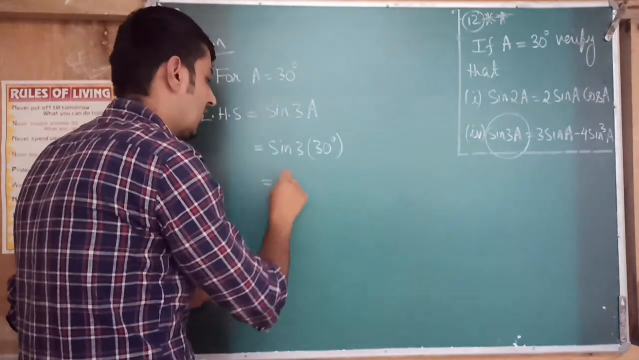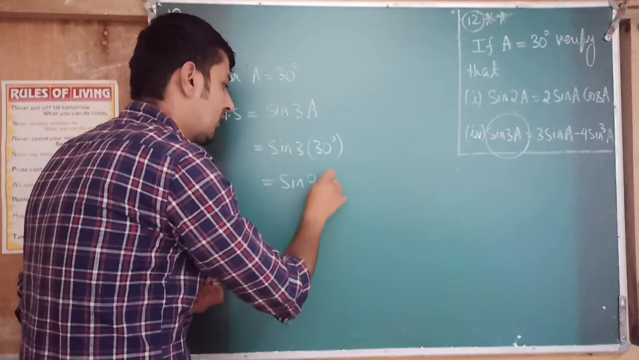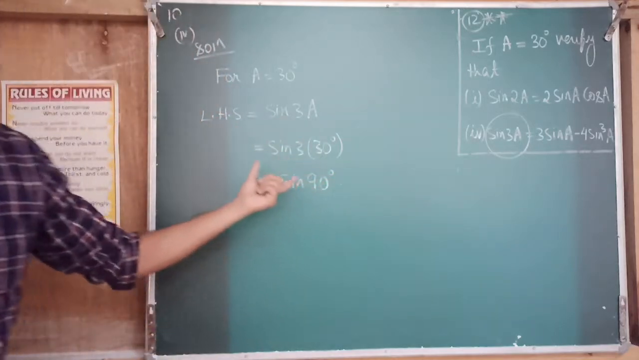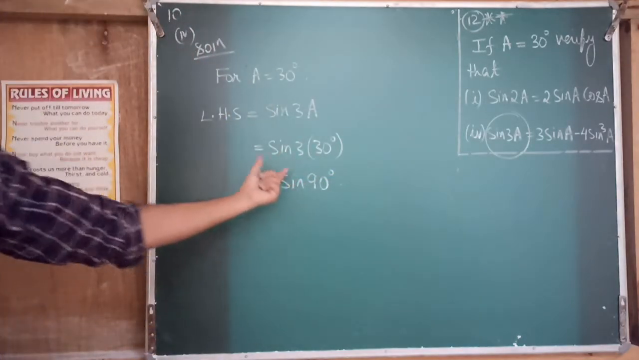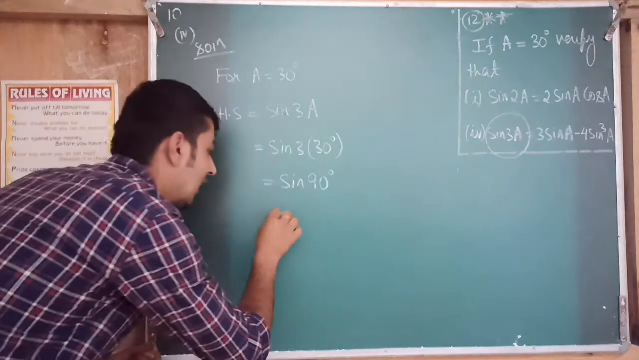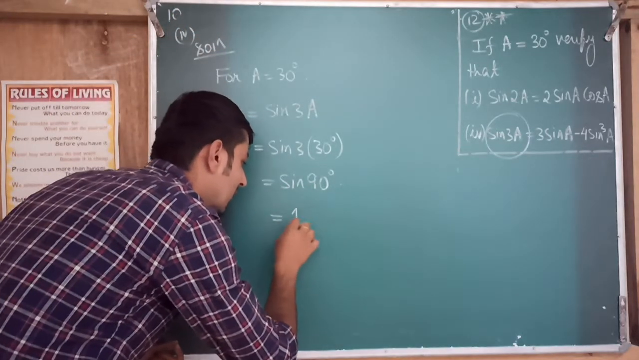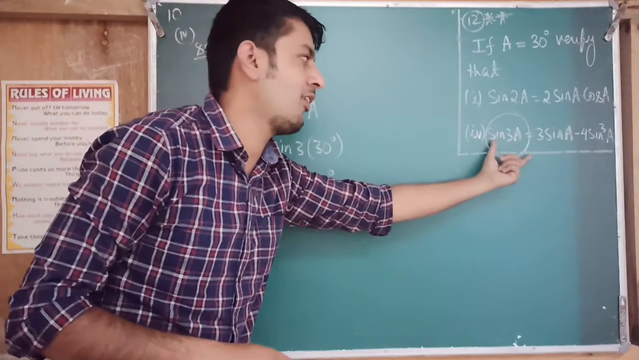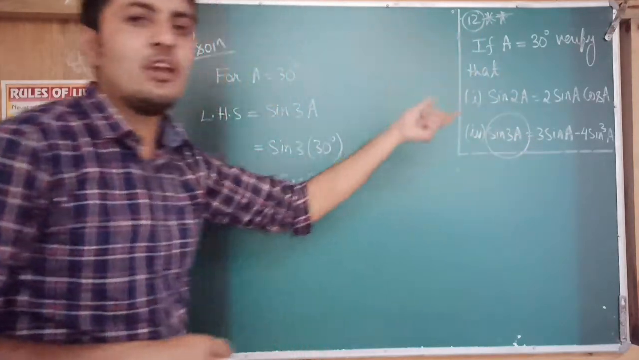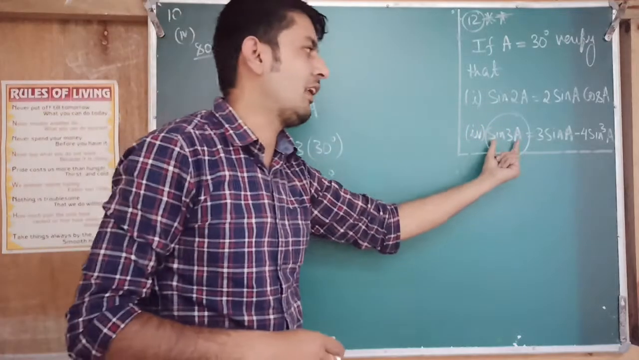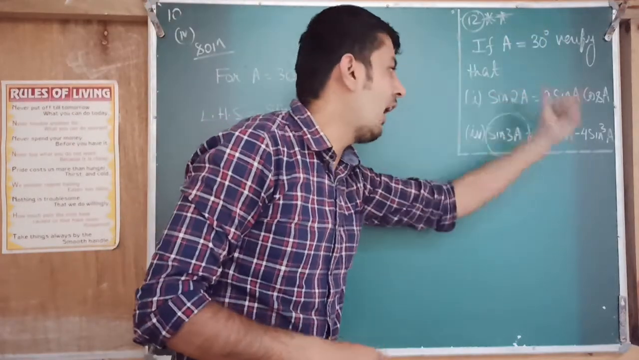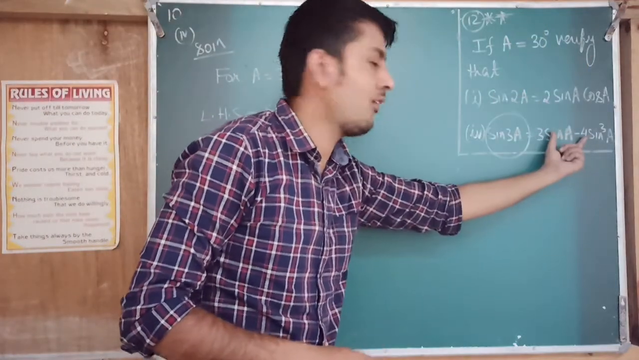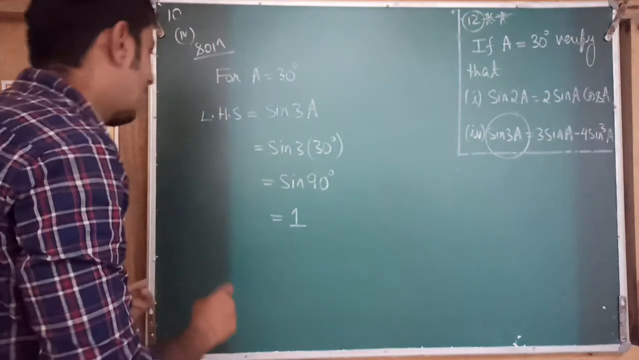So how much is that? Sine of 90 degree. What is your sine 90? Go back to your trigonometric table. What is the value of sine 90? Sine 90 is 1. So you have finished calculating your left hand side. Now, they ask you to verify that LHS equals RHS. Now I will be taking my right hand side.